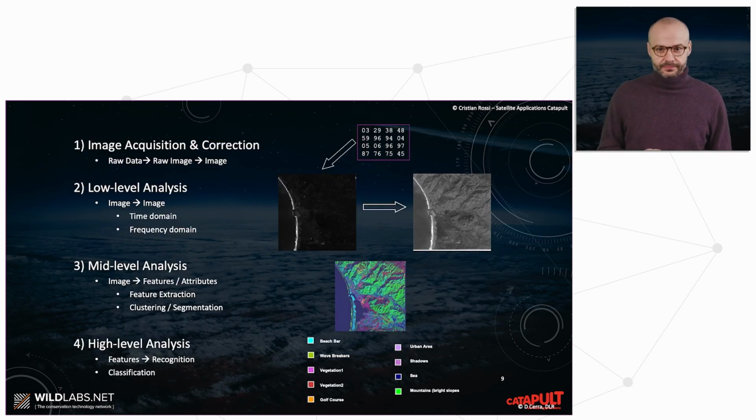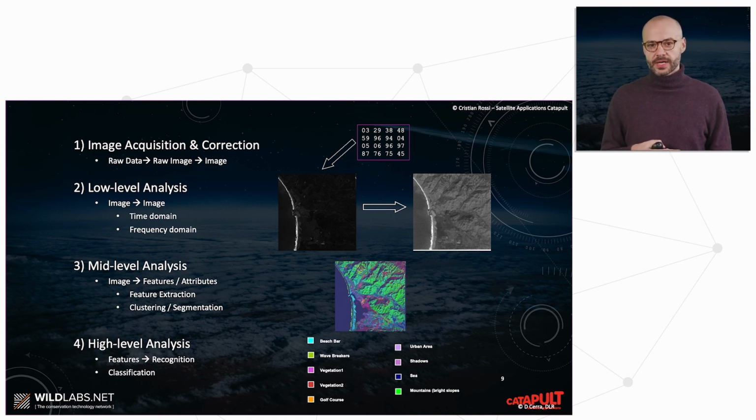How do we do that? A colleague of mine properly defined this in different steps. The first step is the image acquisition and correction, where we get our image, so this bunch of numbers, and we potentially correct it. You see an example over there where we have an image over a bay in California, which is very dark. So a first step could be simply to transform this image into something that is brighter. And this is done through several filterings, which are also called low-level analysis.